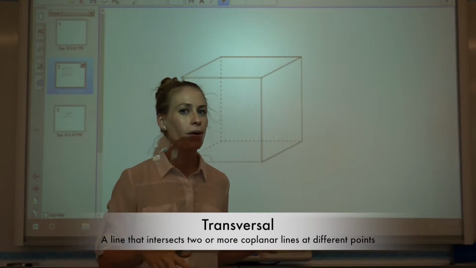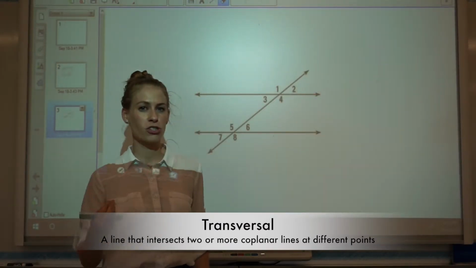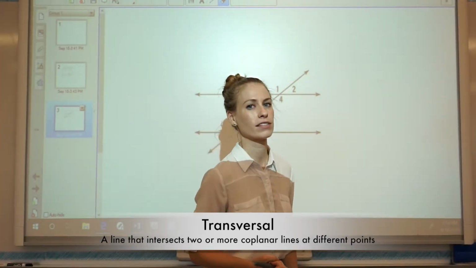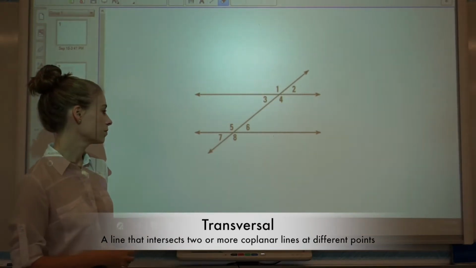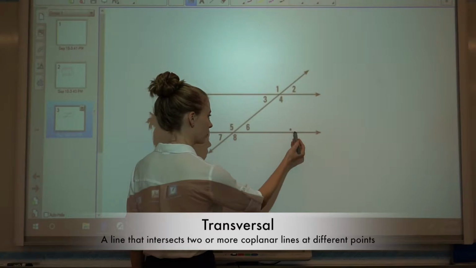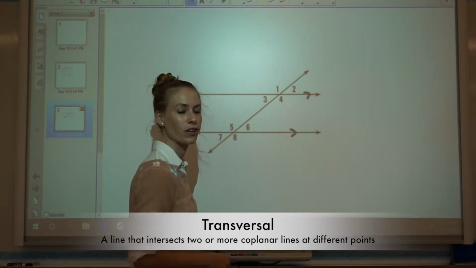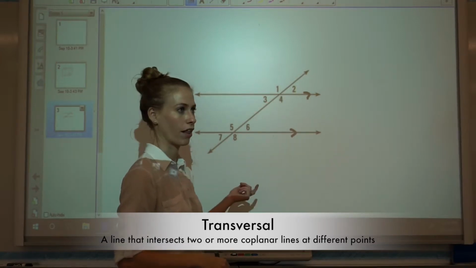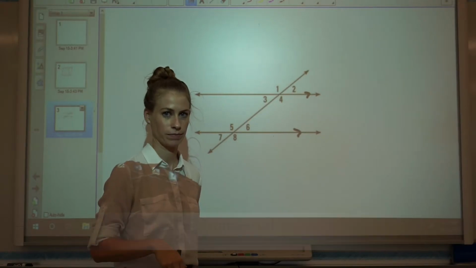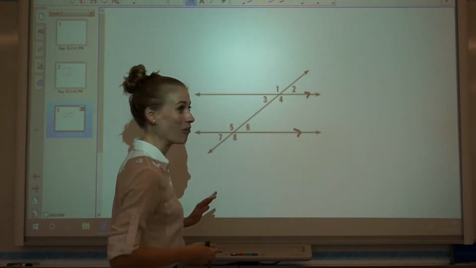So now let's talk about transversals. A transversal is a line that intersects with two or more lines that are coplanar, and they'll intersect at different points. So for example, it looks like I have two parallel lines right here. Okay? But I have another line intersecting with those two lines. That is this guy right here that's intersecting, a transversal line. Now let's look some more at this guy and the different angles around him.